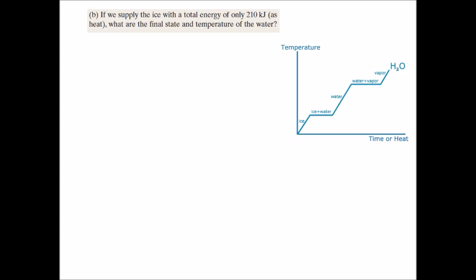Let's see the next question. If we supply only 210 kilojoule, so we needed 300 kilojoule to go to water at 15 degrees Celsius, now we have much less than that. We have just 210 kilojoule. What is the final state and temperature of water?